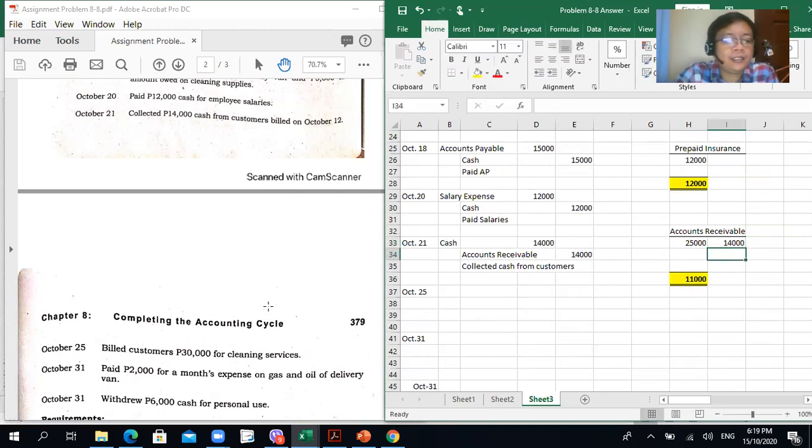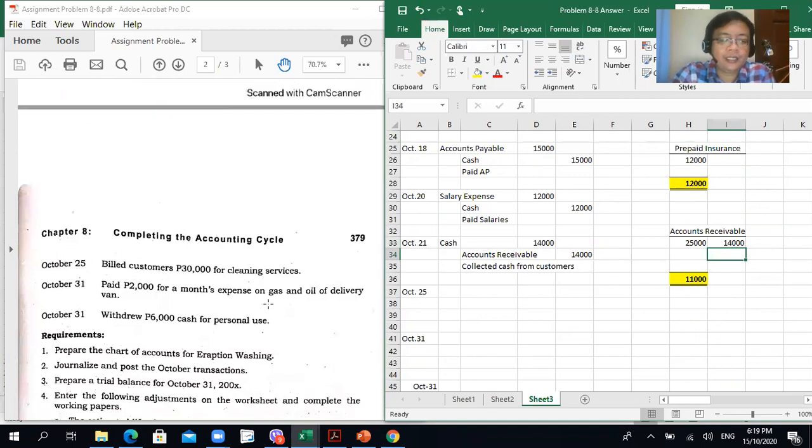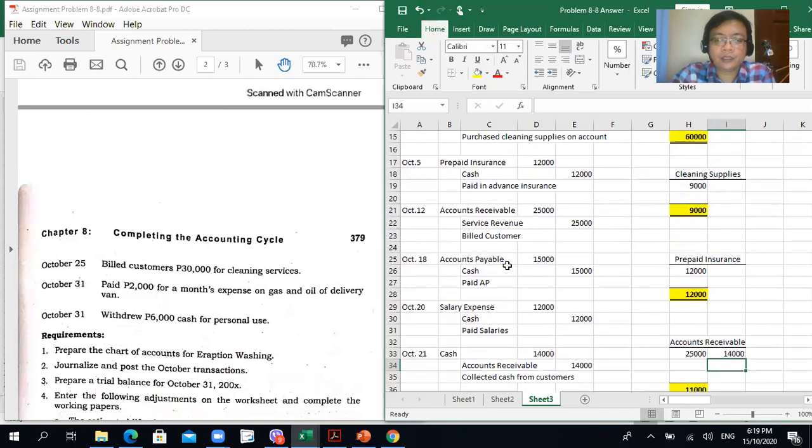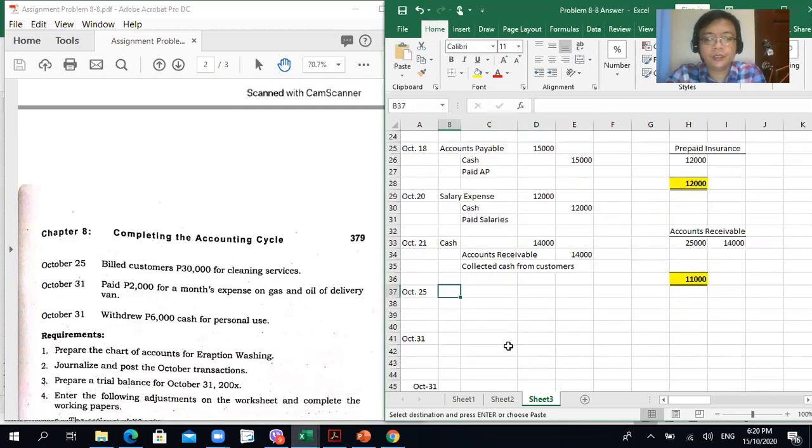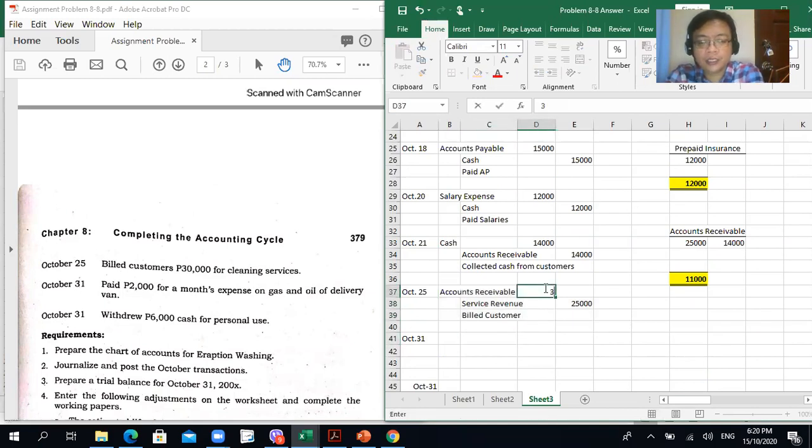Next, October 25. Bill customers again for 30,000 for cleaning services. Same as this. Diba? Bill customers. So, just copy. Same as kanina. Okay? So, ito ay worth 30,000. I will not explain this. Same lang yan. Same explanation.